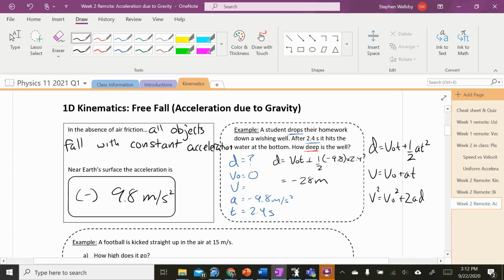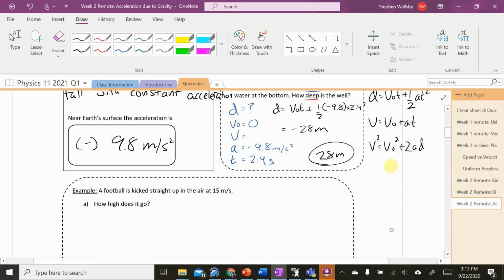So if you asked what this displacement was of the book, you'd say negative 28 meters, but in this case here, the answer should be 28 meters. But if this was a test, I would accept either answer. That's how deep the well is.